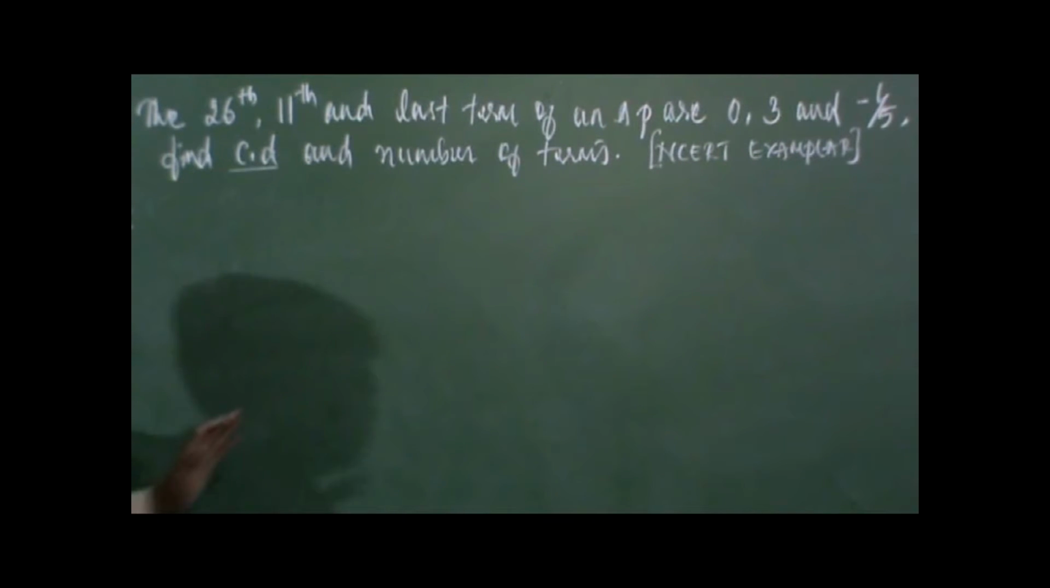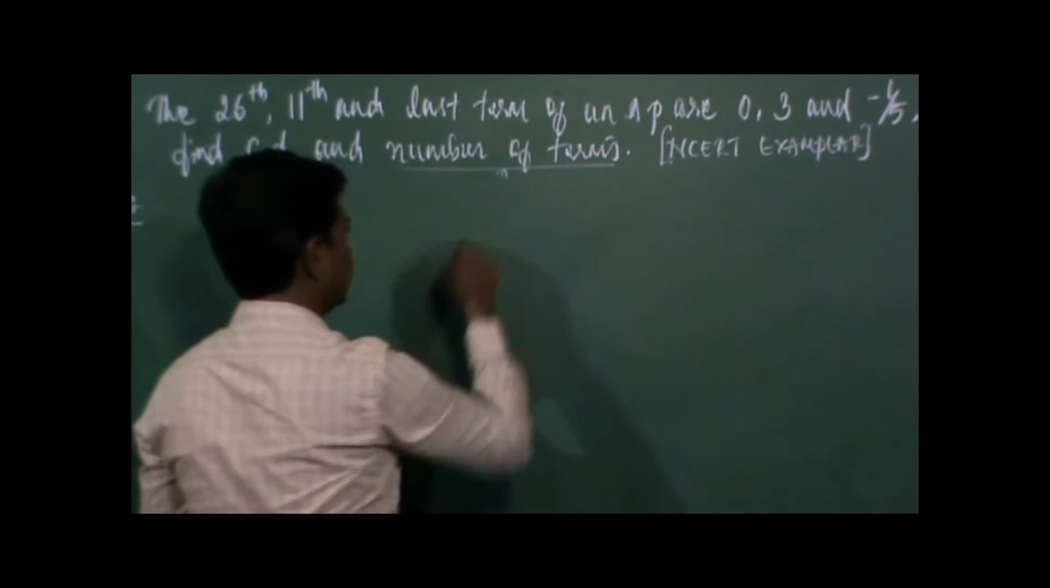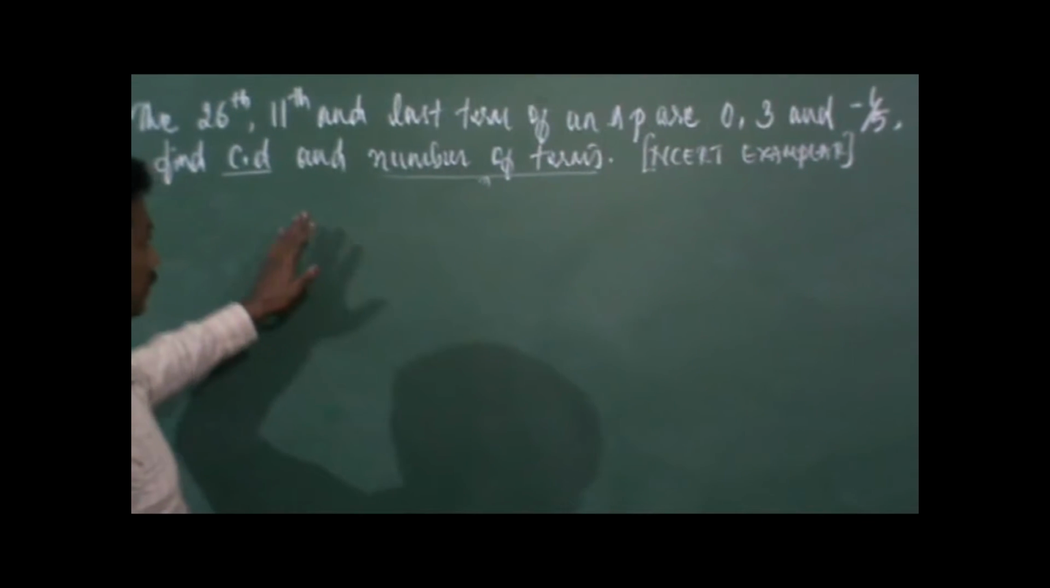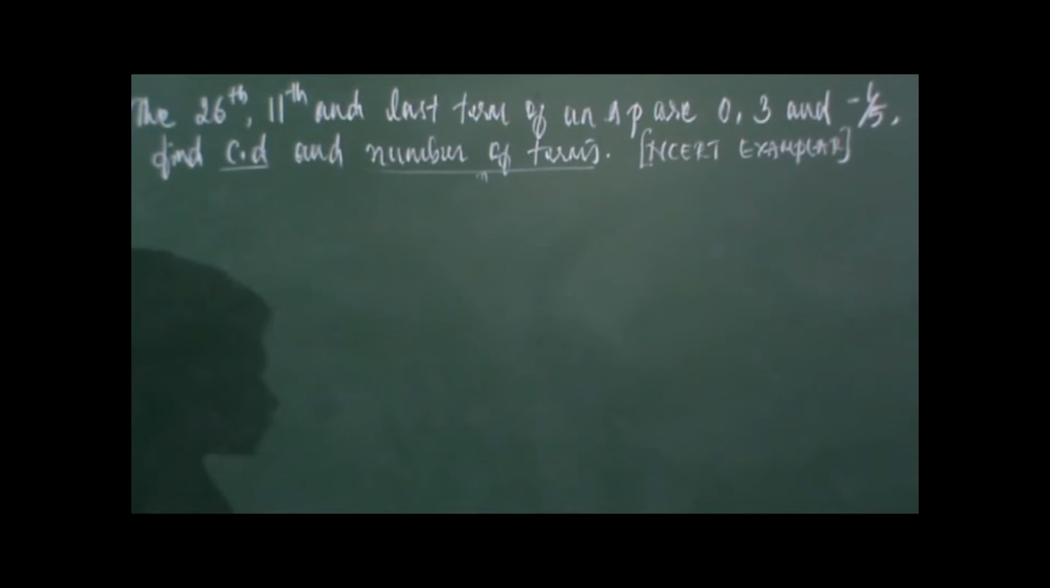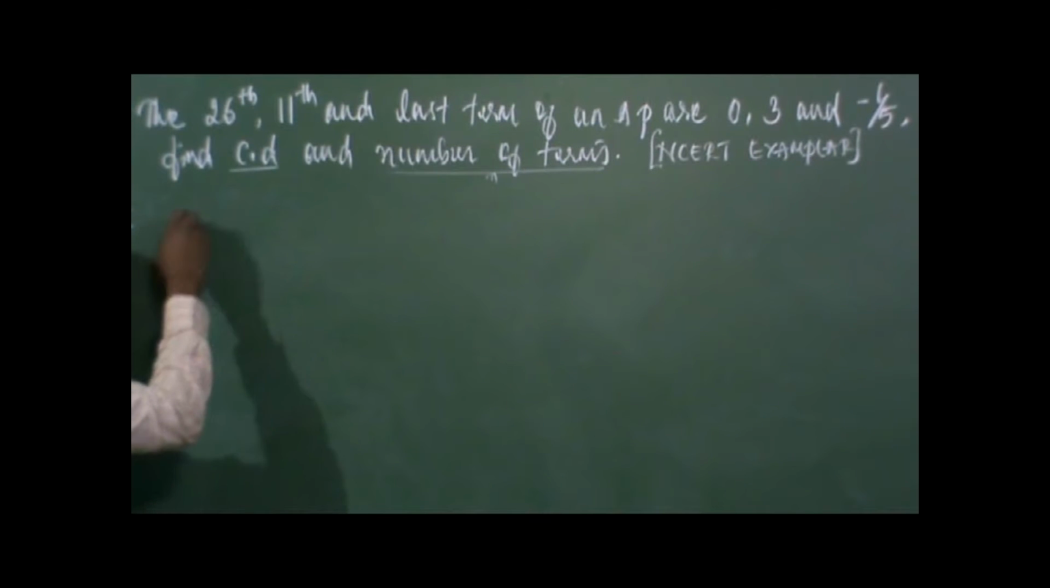You have to find the value of d and the number of terms. Number of terms is nothing but the value of n. So it's a problem from NCERT Exemplar, very important. I hope you will enjoy the problem. Okay, write down the data.